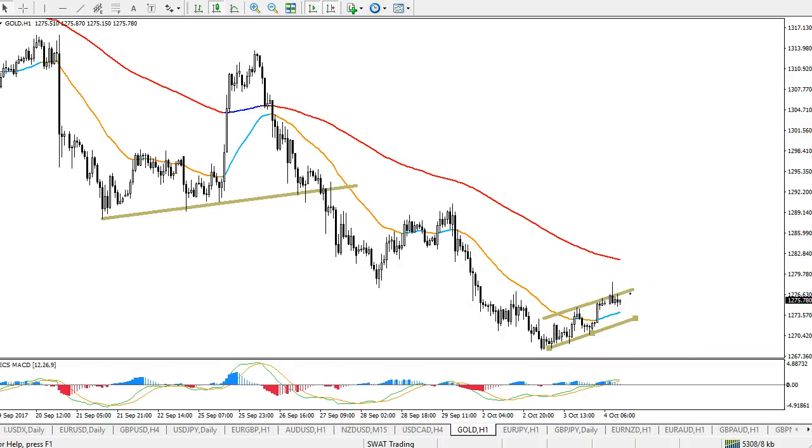If it breaks above this flag, it could be making a bigger correction upwards. If it breaks below it, then it could be a continuation.